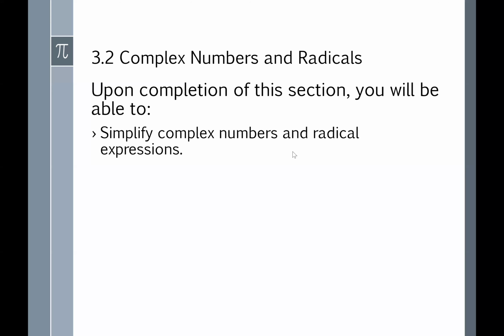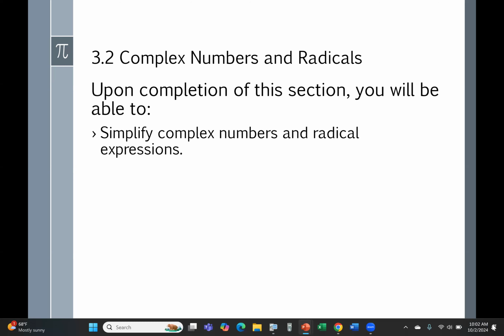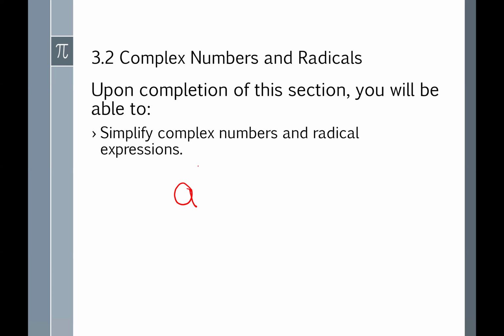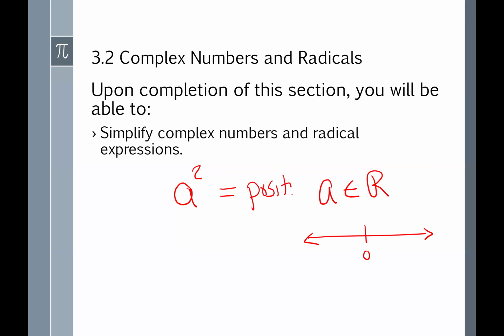Not that I rant about squaring real numbers a lot, but I rant about squaring real numbers a lot. And the fact of the matter is, and we discussed this on Monday, if I have something like this, and a is an element of the real numbers, so it's a real number, a number that's on the number line, then if I square that real number, I'm going to get a positive every single solitary time.